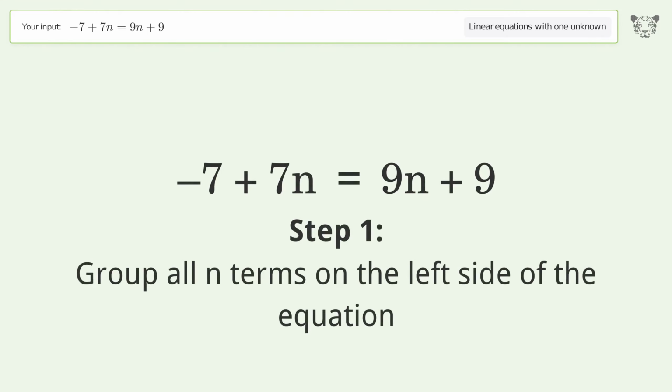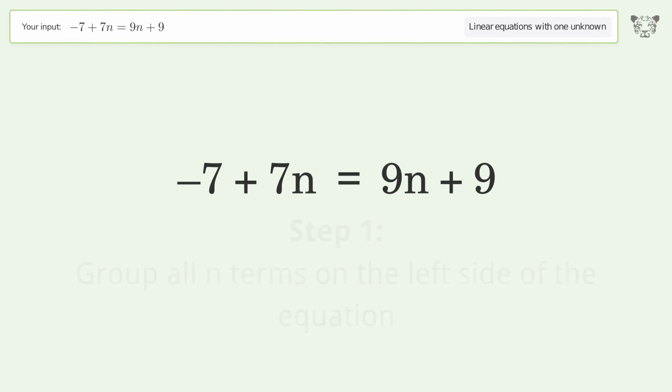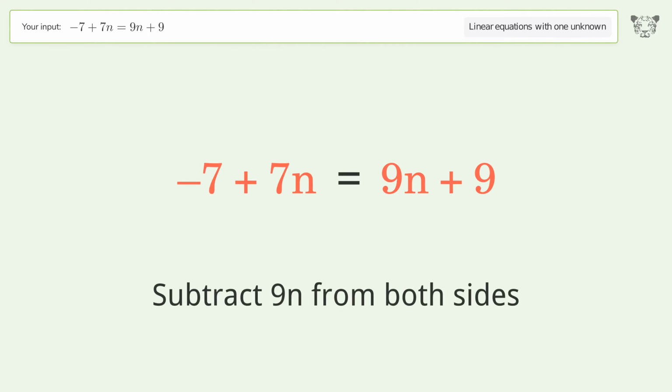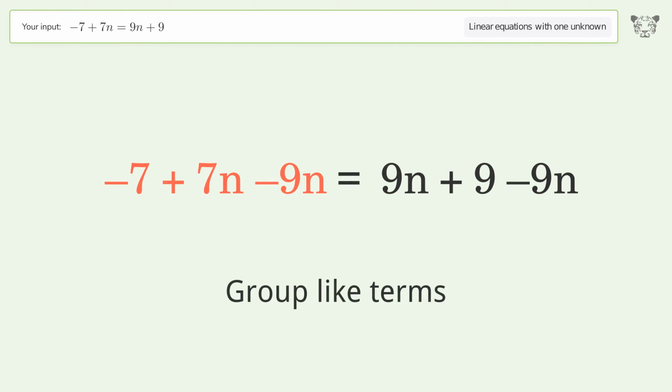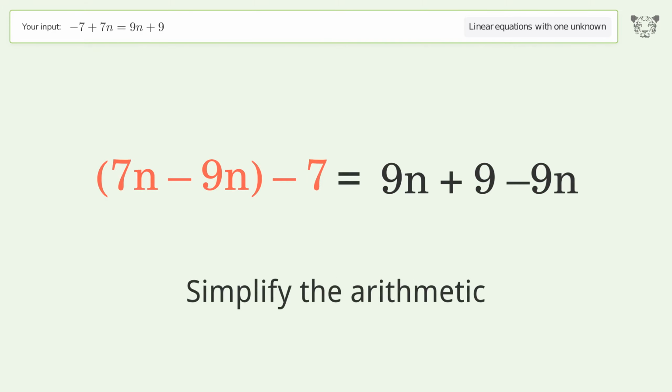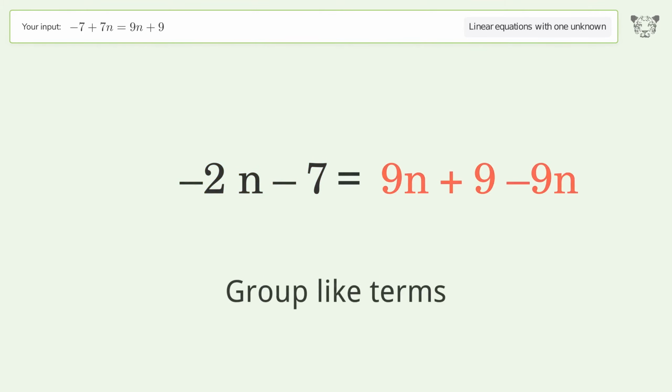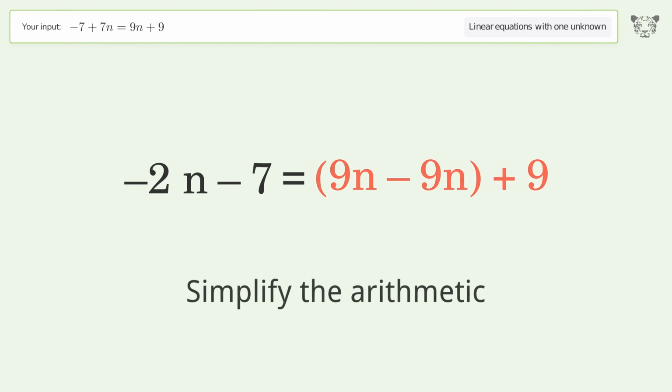Group all n terms on the left side of the equation. Subtract 9n from both sides. Group like terms. Simplify the arithmetic. Group like terms. Simplify the arithmetic.